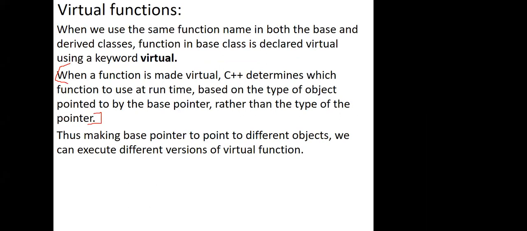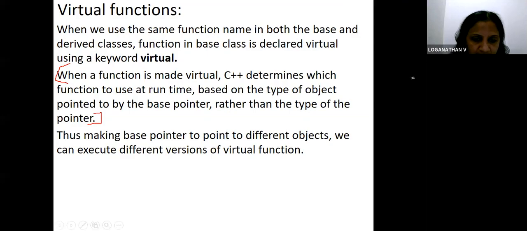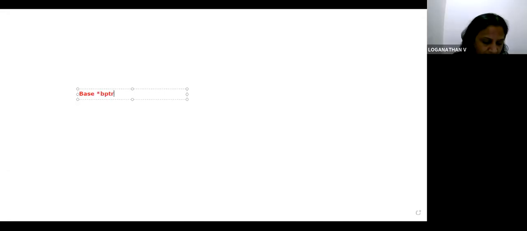Have you understood? It is like this. Very simple way, now you just understand like this. Base *BPTR = new Base; correct? What is the meaning of this line? Everyone understood? We are creating the pointer for the base class.